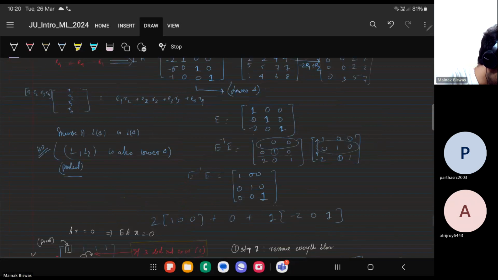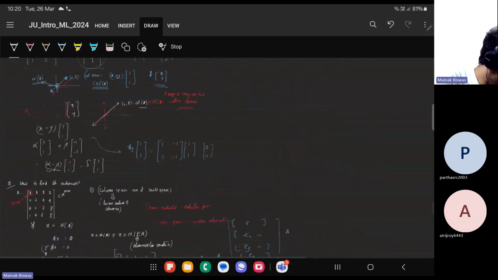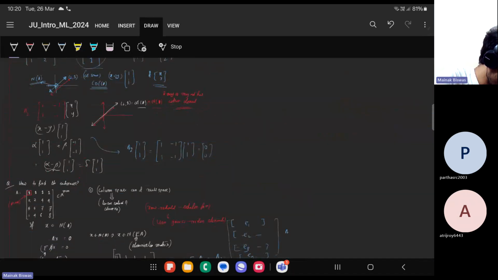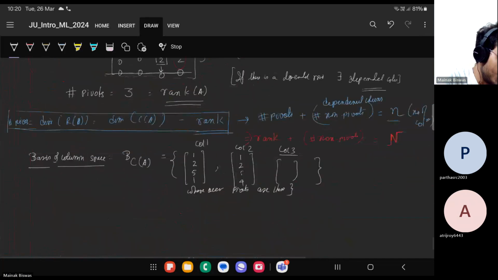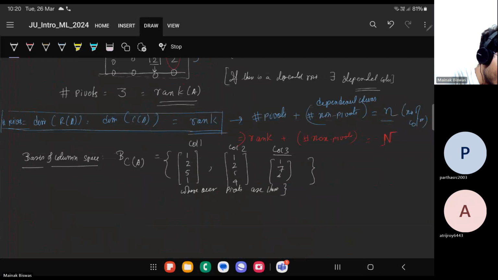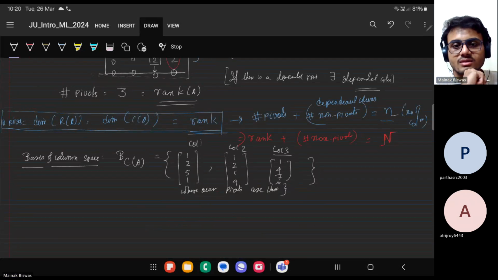And what else? 1 4 7 8. 1 4 7 6, right? These are yours. 1 4 7 6. Agreed? These are the 3 column space bases. You can make the column space with these 3 vectors.